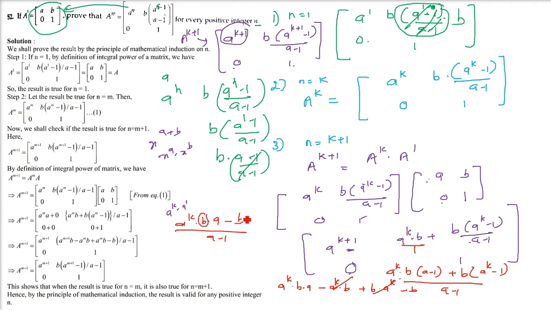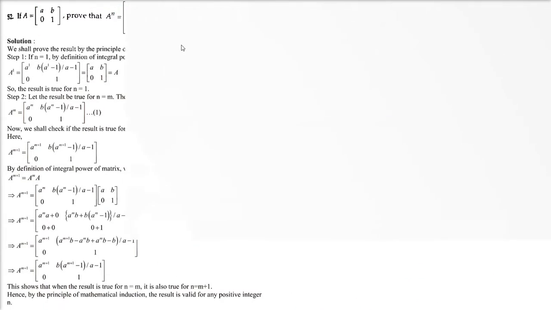So what do you get? Take b common. What do you get? A raised k into a, and we already know a raised k dot a raised to the power 1 is what? A raised k plus 1 minus 1 by a minus 1. And what was this? This was exactly this one. Okay, so when we did a raised k plus 1, we got this. So when it is true for n equals 1, we prove it for a raised k plus 1.